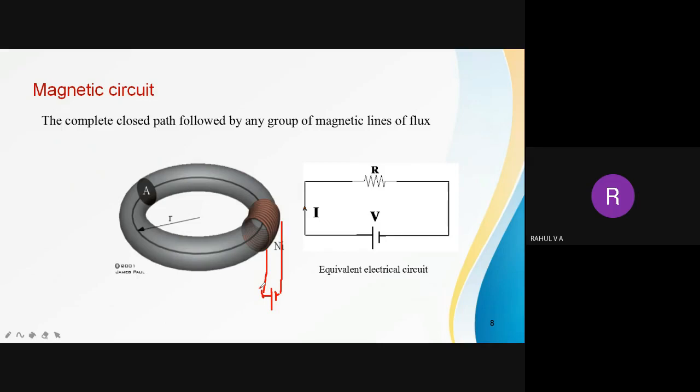Similarly, we have a voltage source. Because of this voltage source, current is flowing. The opposition to the flow of current is known as resistance. So like EMF, electromotive force, here we have MMF. Like current in the electric circuit, we have flux. Like resistance in the electric circuit, we have reluctance.